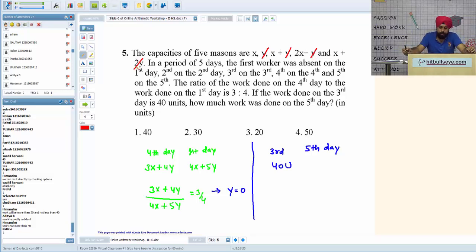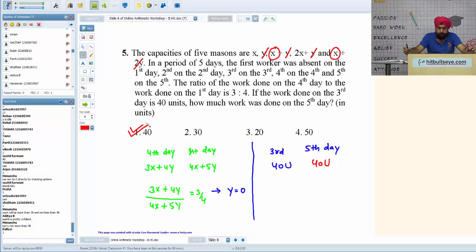Now on the 3rd day you have excluded x and the work done was 40 units, and on the 5th day also you have excluded x only. So that means rest everything is present there. So whatever work is done on the 3rd day, the same work has been done on the 5th day as well. So the answer becomes the first option.